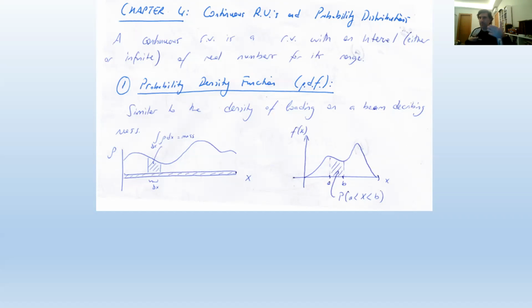So from this point, or in other lectures, when a new variable is suggested to you in any other course, heat transfer, mass transfer, think about what kind of random variable it may be in a real industry. All right, so we have continuous random variables and probability distributions. A continuous random variable is a random variable with an interval, either finite or infinite, of real numbers for its range.